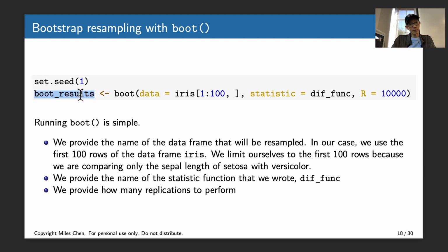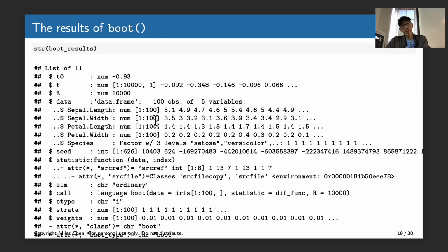And we're going to store all of those results into boot_results. And we can take a look. This is the output of boot_results. It looks like a lot. It's a big list of 11. We get T0. T0 is basically your observed statistic from your observed data.